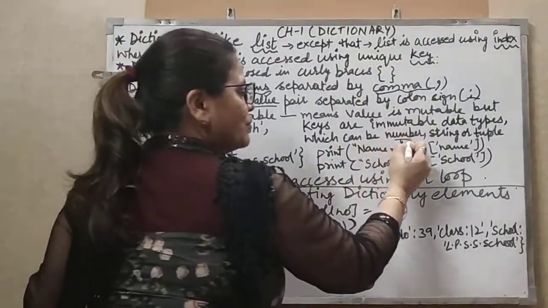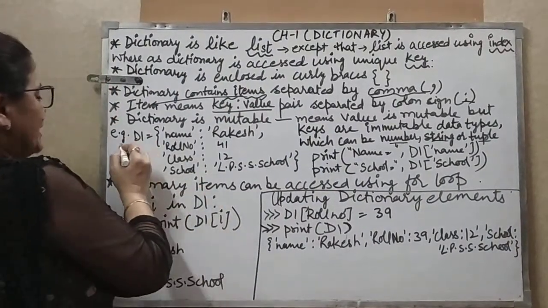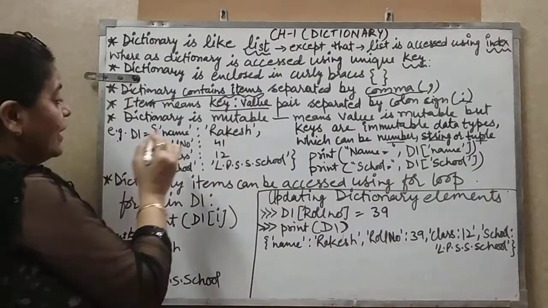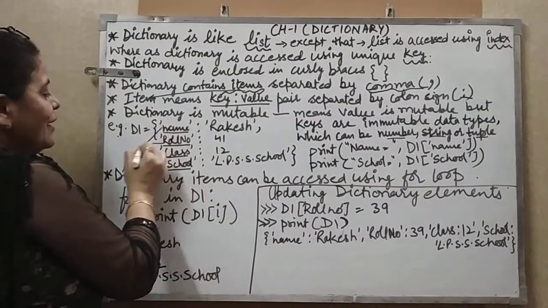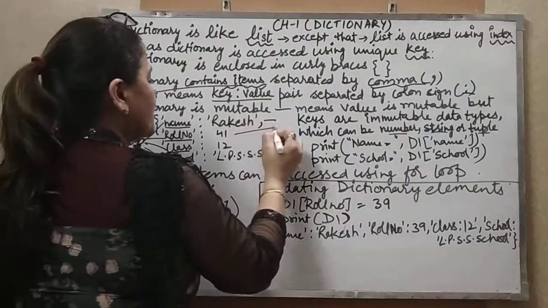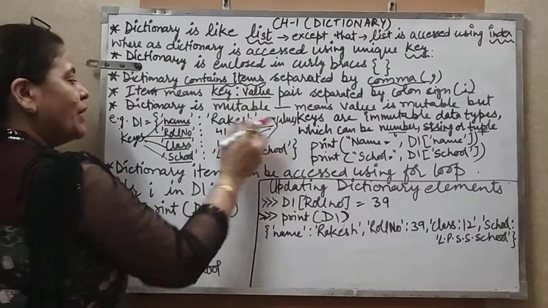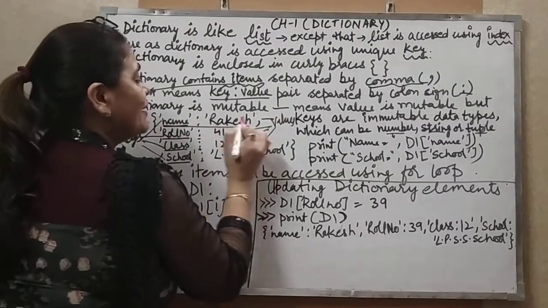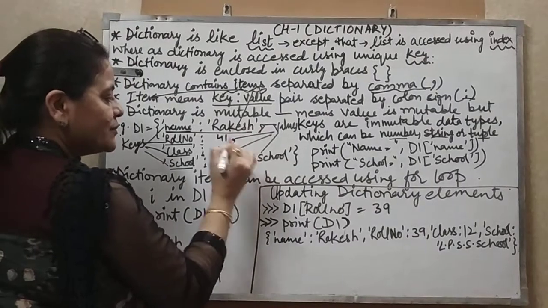As we know that the numbers, strings and the tuples whose values once created cannot be modified. Now, for example, if we say D1 is equal to curly braces name and then Rakesh. Here name, roll number, class and school, all these are called as my keys. Whereas Rakesh, 41, 12 and LPS are called as my values. And each key value pair is separated by colon sign. And the complete key value pair is called as an item. And these items are separated by commas.